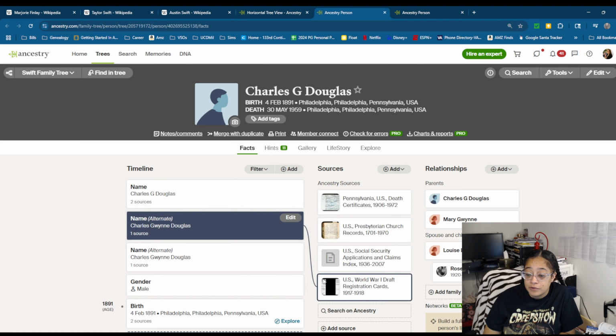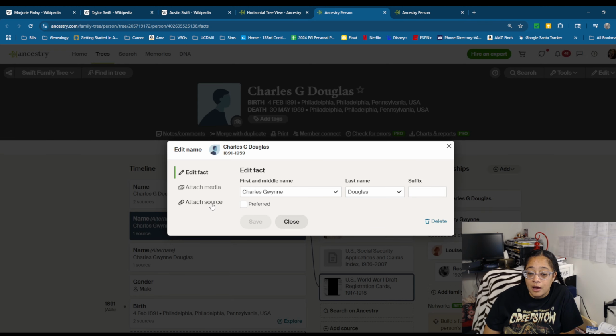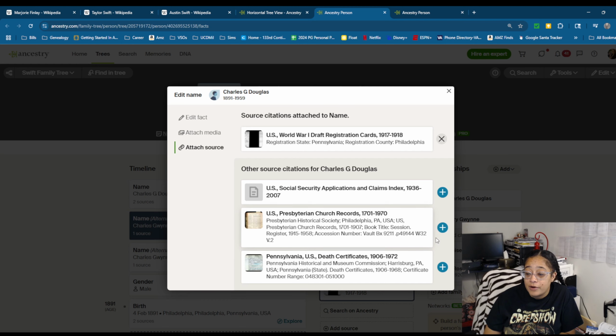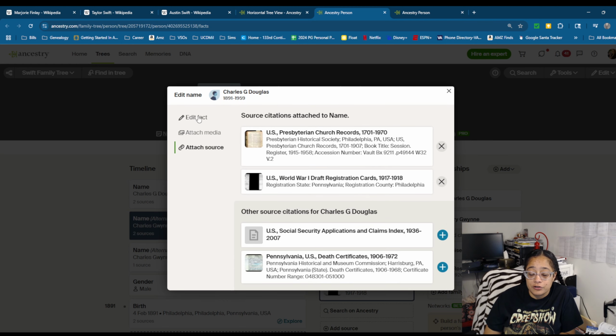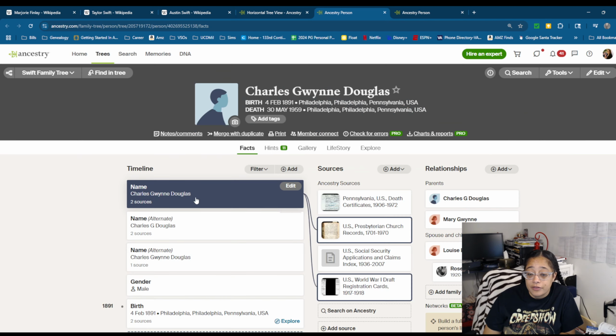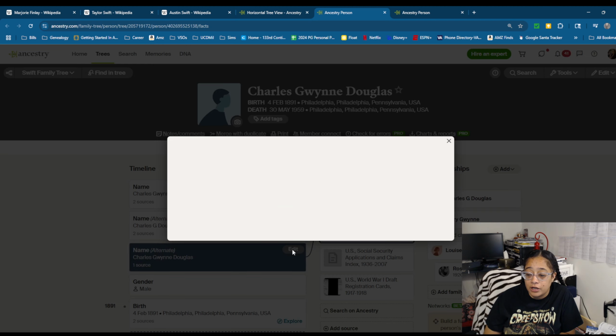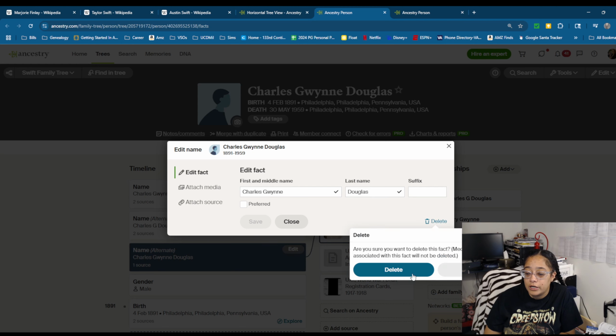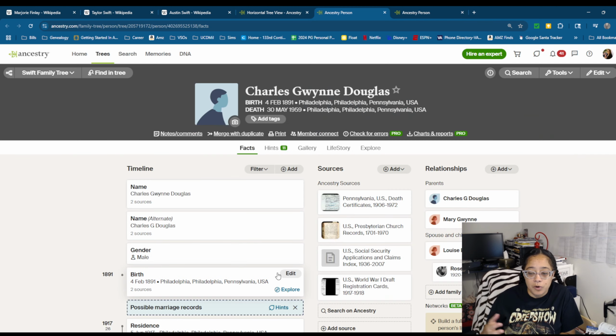So this one is attached to the World War I draft registration card. I'm going to click edit. I'm going to attach the source. I'm going to go ahead and add that Presbyterian Church record too. I'm going to hit preferred and save. So now this name has both record sources attached to it, and then I'm going to delete the one that has just the one record source. So again, this is just a personal preference to help keep things clean for me.